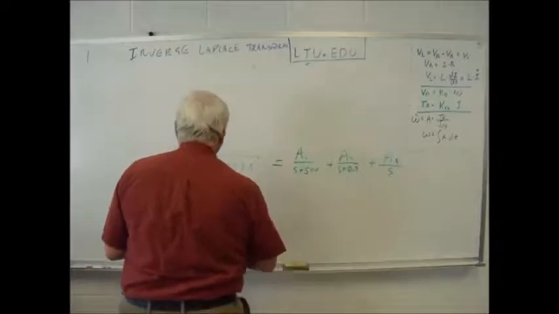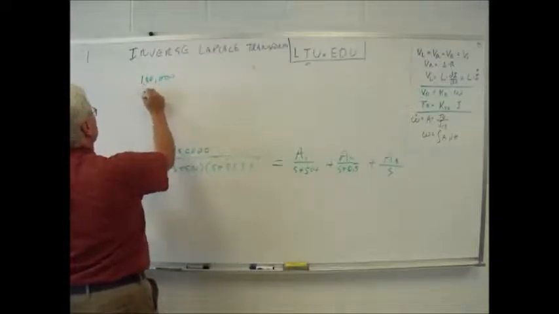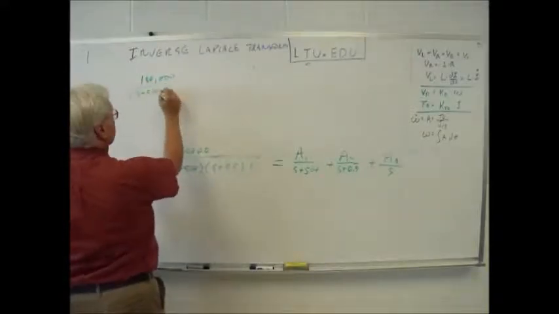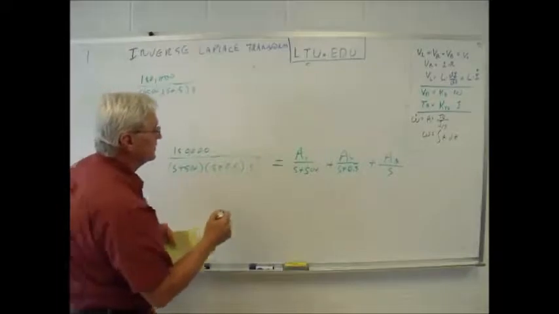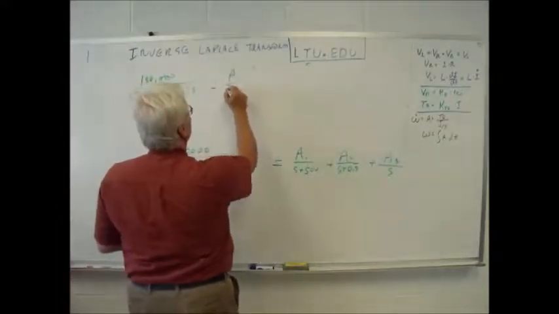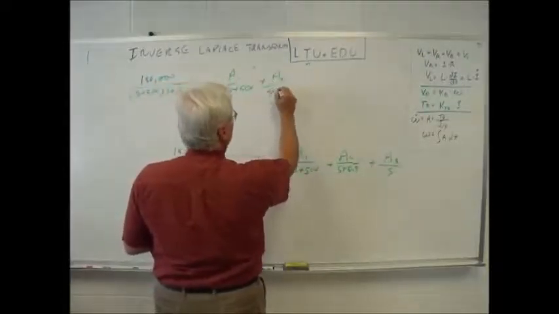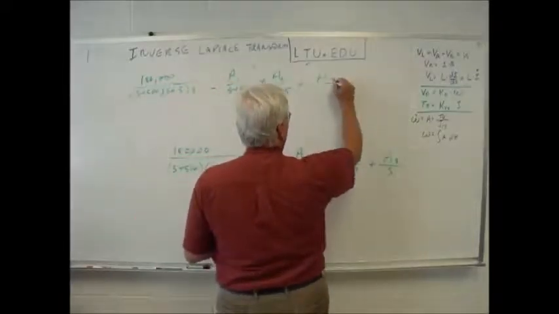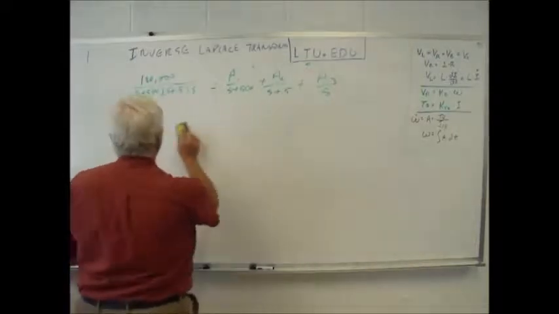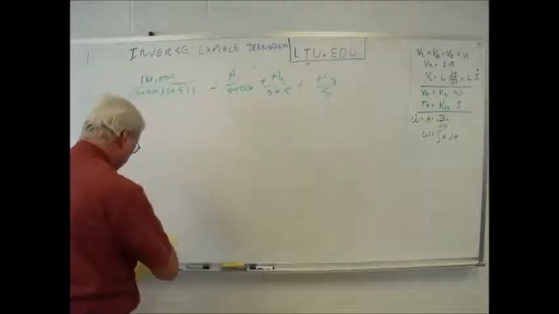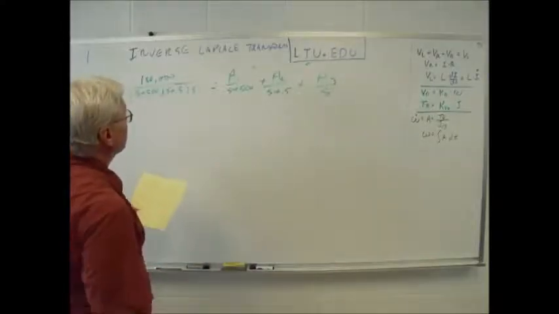And let me move my equation up here. 180,000 over S plus 500, S plus 0.5, S. That's, S plus 0, our pole is equal to 0 there, equals A1 over S plus 500 plus A2 over S plus 0.5 plus A3 over S. I just need the room. So, start out with, I'm going to look at finding A1.